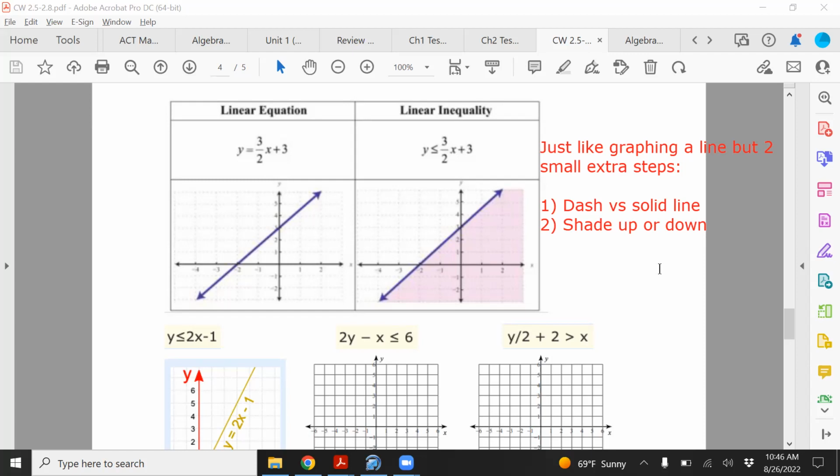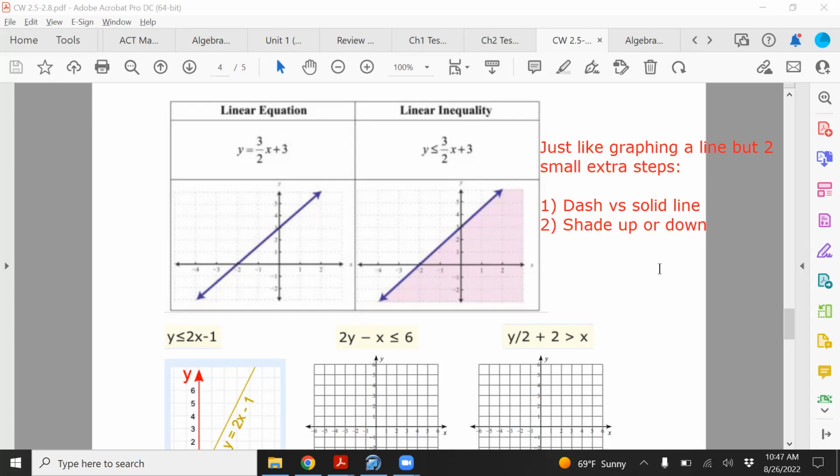Dash would just mean you would, see how it is, you don't see an equal sign, you dash the line. If there is an equal sign, you do solid. If y is greater, then shade up. If it's less, shade down.